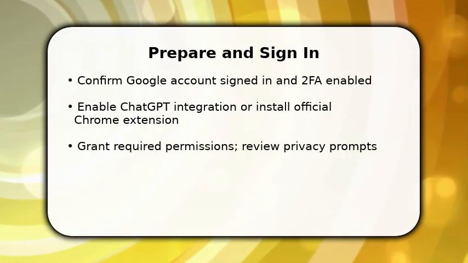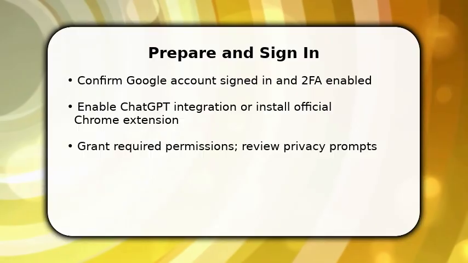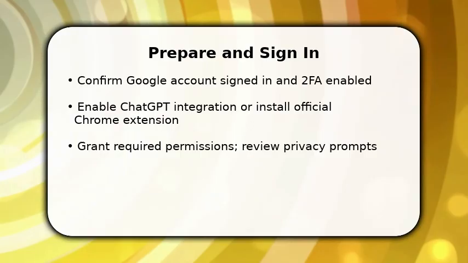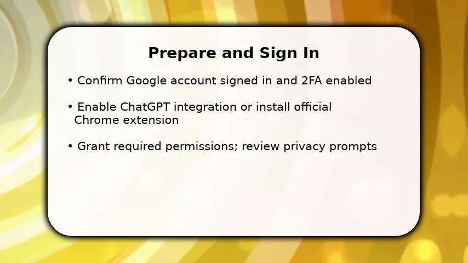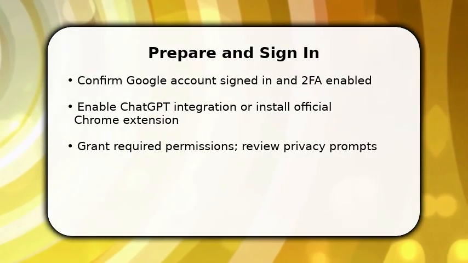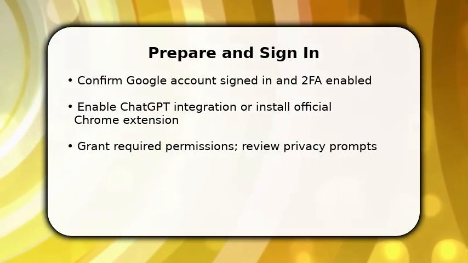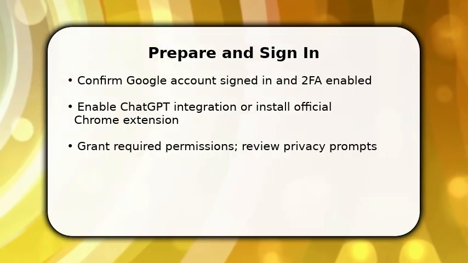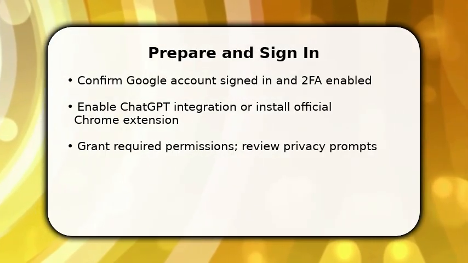You start by signing into your Google account and enabling two-factor authentication. This secures access. Once done, install or enable the ChatGPT integration in Gmail, Docs, or the Chrome extension. Make sure to accept only necessary permissions. You'll authorize API access or link your ChatGPT account.